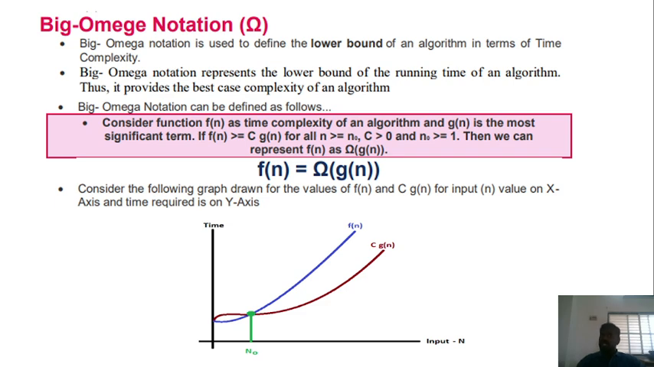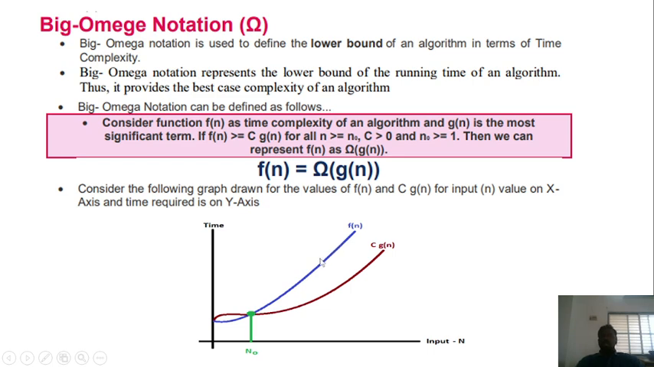Here f of n must be greater than or equal to c into g of n. So what is the actual time complexity of f of n? But c into g of n takes less time when compared to f of n, so it is the best case time complexity of an algorithm. That's why we use notations to represent the time complexity of an algorithm.